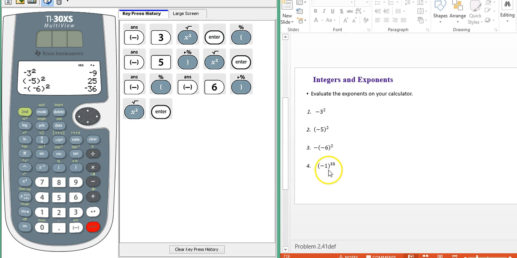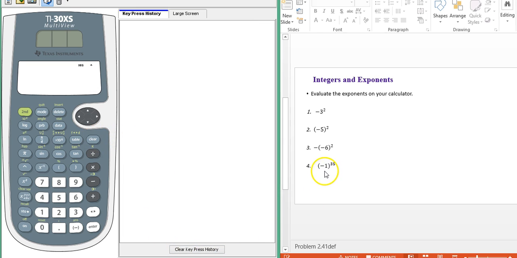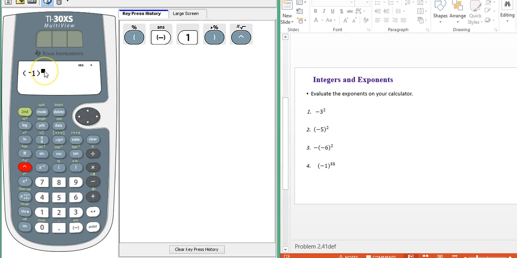Let's clear this for the last one. Now we have negative 1 to the 35th power. So parentheses, negative 1. Remember, there's no 35th power button, but you can hit the caret. It brings you up to the exponent. I'm going to enter 35. Then I'm going to use the right arrow to leave the exponent and hit enter. And notice the result is negative 1.